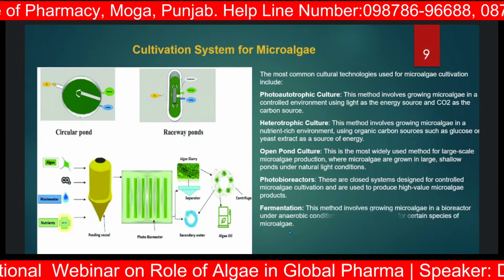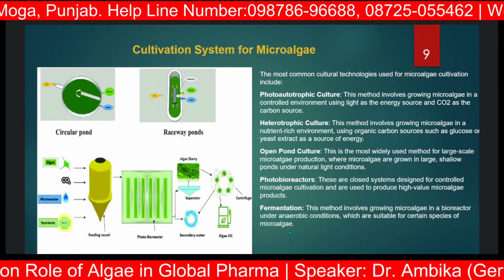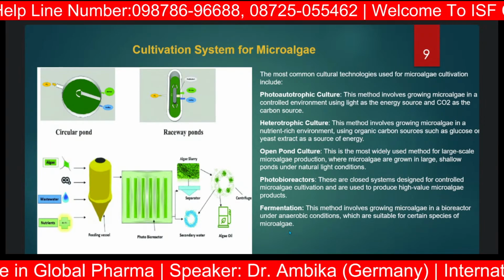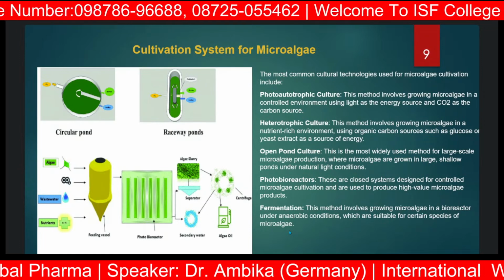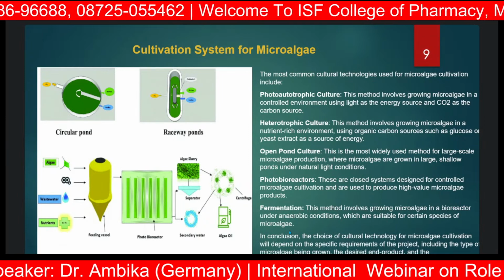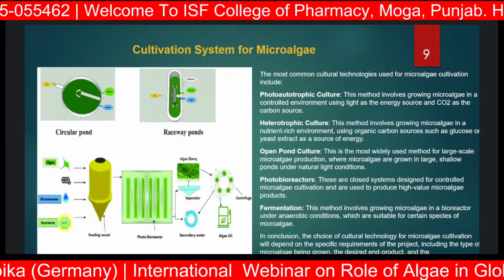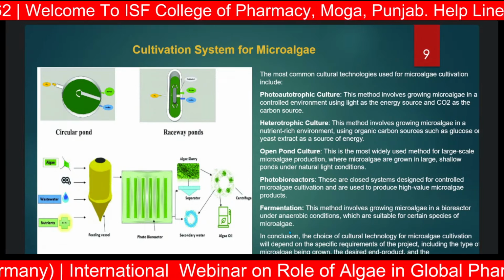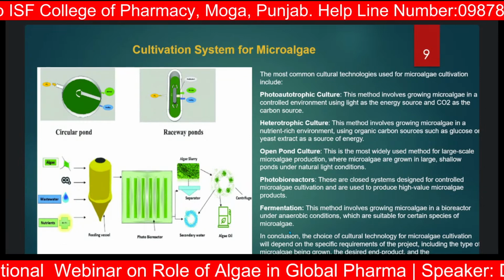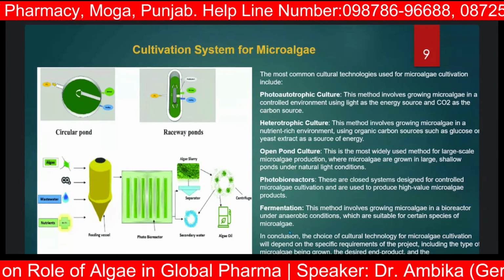Another method is fermentation. In this method, we grow the microalgae in bioreactors under anaerobic conditions, which are suitable for certain species of microalgae. So, in conclusion, the choice of culture technology for microalgae cultivation will depend on the specific requirements of the project, including the type of microalgae being grown, the desired end product, and the scale of the production.